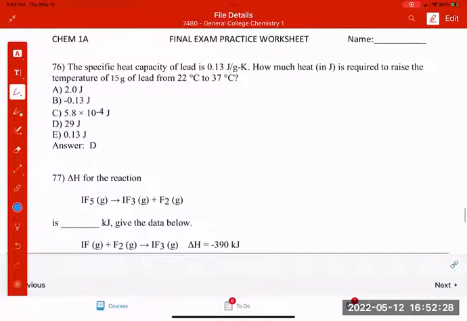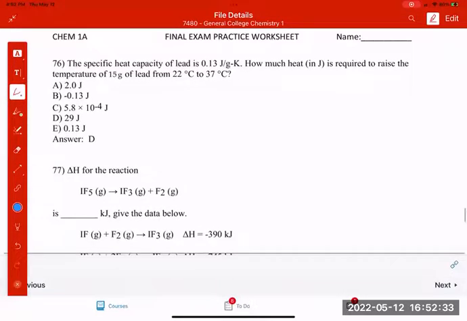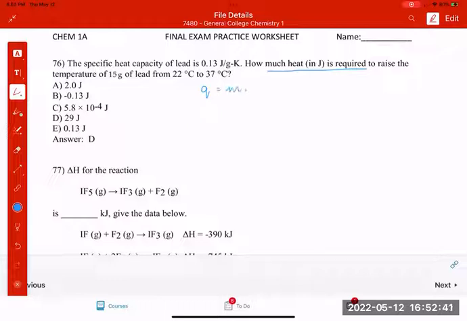So this is the formula. What is that formula? The specific heat capacity of lead is given. How much heat is required? What is the formula? Q equals m s delta T. Very good. Q is equal to m times the specific heat times the delta T. The change in temperature is delta T, which is T final minus T initial. So T final is 37 and T initial is 22. That gives you the value of delta T. Mass is given to you, 15 grams, and you're given the specific heat capacity. You multiply and you will get it.